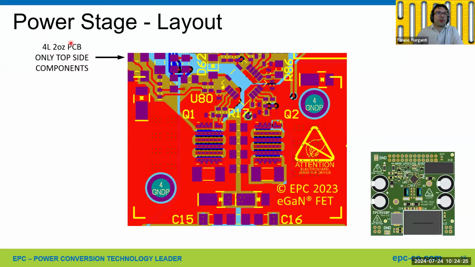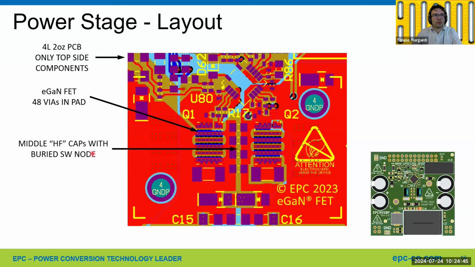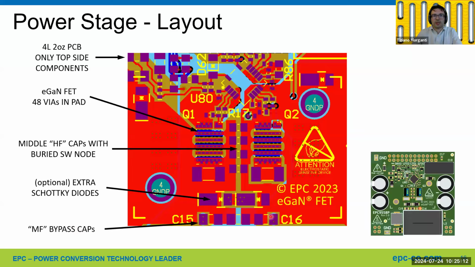In terms of the layout of the power stage, we used a 4-layer design with 2 ounce copper. Components are only on the top side, and those are the 2 GaN FETs. We are using vias in pad, and we could fit 48 vias in pad for each device. We are using medium high frequency capacitors, those are 4 by 10 nanofarad capacitors in 0603 size. The switching node polygon is buried in the inner layer. Those are the optional extra diodes. Those are the medium frequency bypass caps that are taking some of the ripple. Most of the ripple is managed by the electrolytic capacitors you see here on the sides.